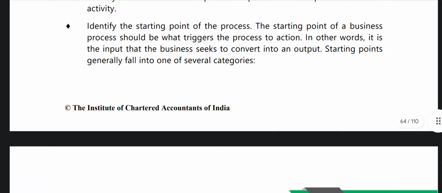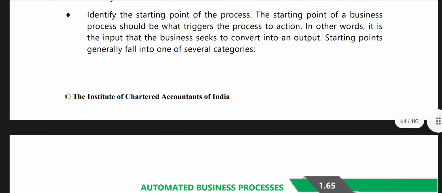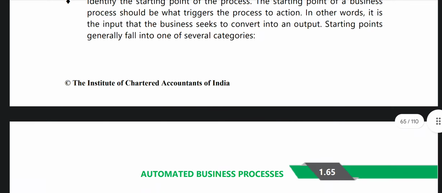And next, identify the starting point of the process. The starting point of a business process should be what triggers the process to action. In other words, it is the input that the business seeks to convert into output.